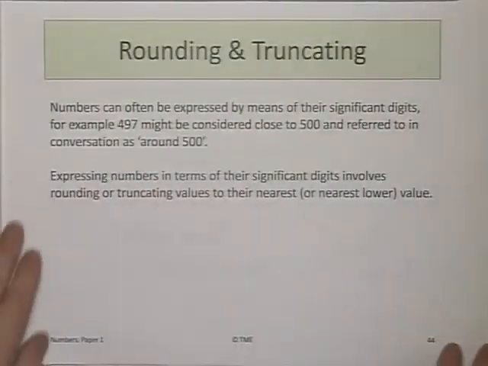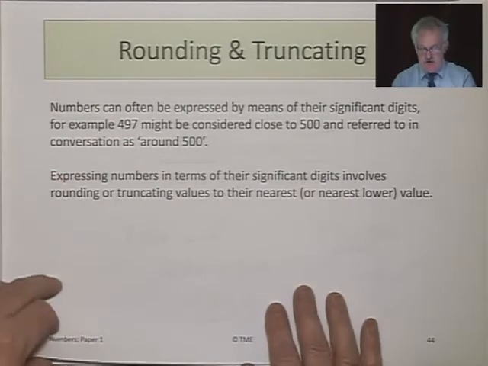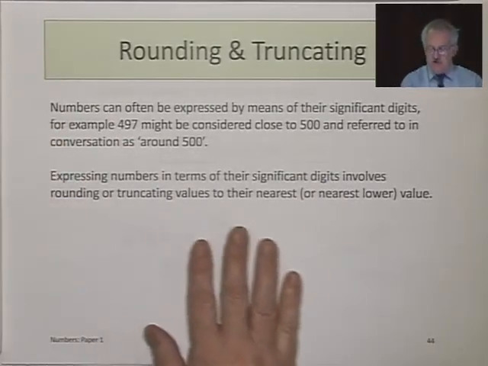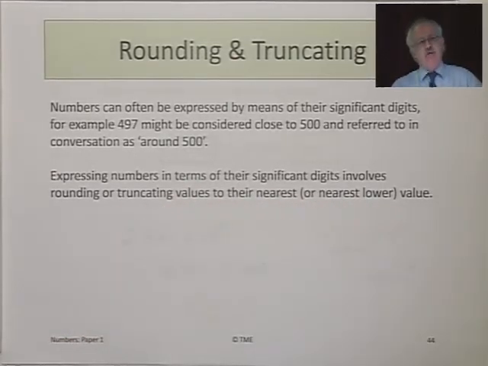You know, how much money do you have in your pocket? Around a tenner. You don't always drop to the lowest, the euro below it, or you can round up or down. It's to the nearest one. So numbers can often be expressed by means of their significant digits. For example, 497 might be considered close to that, and we've done that. But also then, numbers can be expressed in terms of their significant digits through rounding or truncating.